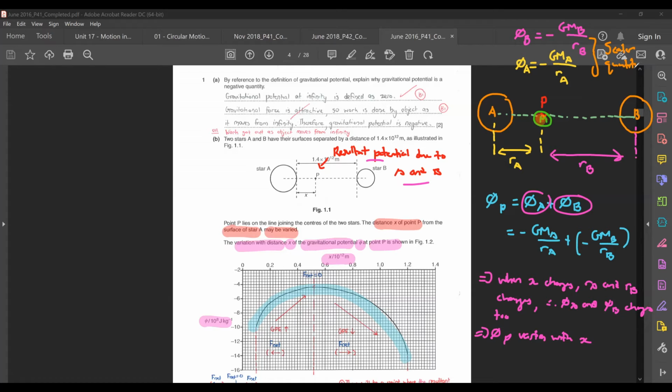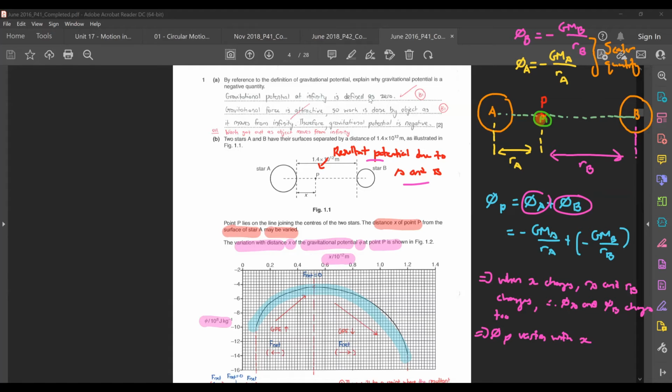All right, for potential. Now, what if I want to find out, for example, the gravitational force at point P? If I want to find an expression for the gravitational force at point P.